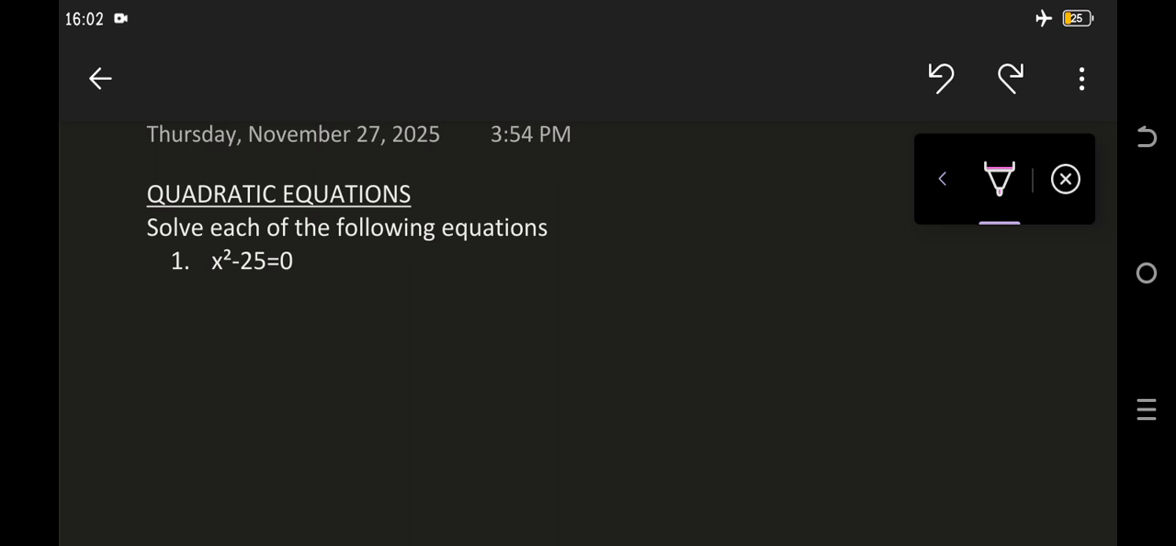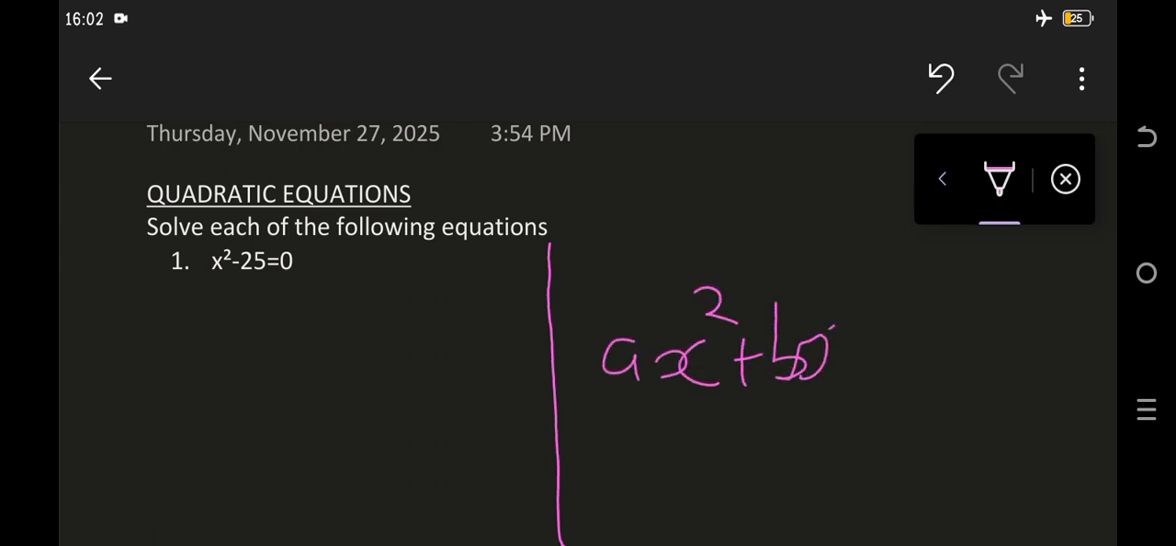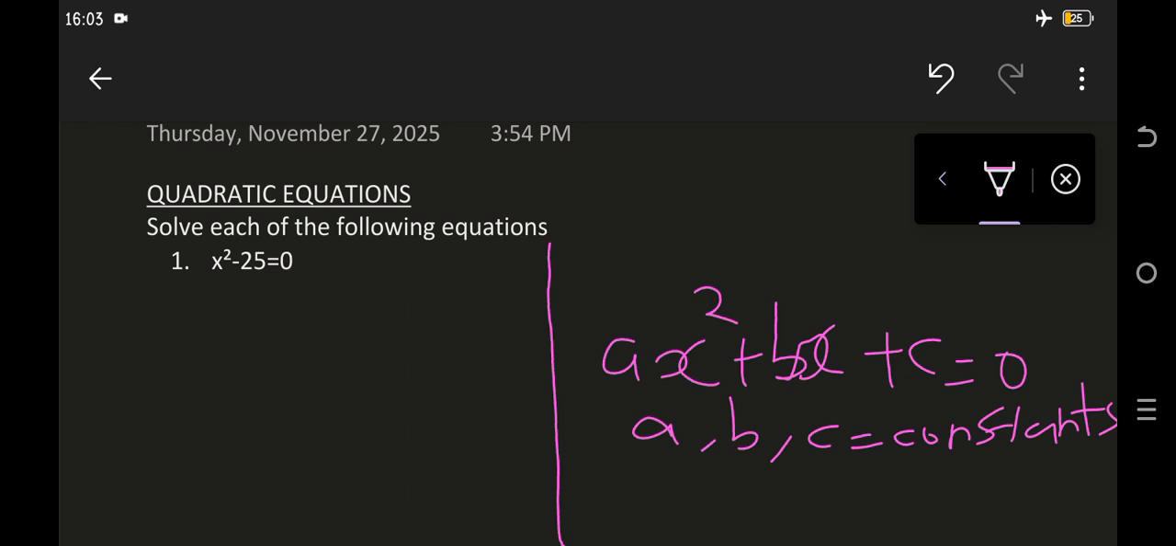Now, if you find an equation in the form ax squared plus bx plus c is equal to 0, then this is a quadratic equation where a, b, and c are constants and a can never be equal to 0. So if you find an equation in this form, then that equation is known as a quadratic equation. So let us look at how you can solve some of these quadratic equations.